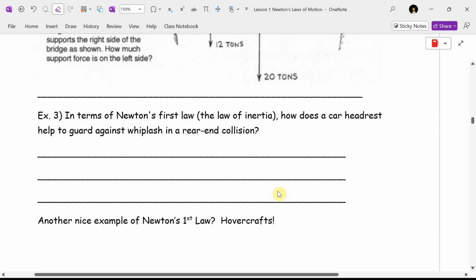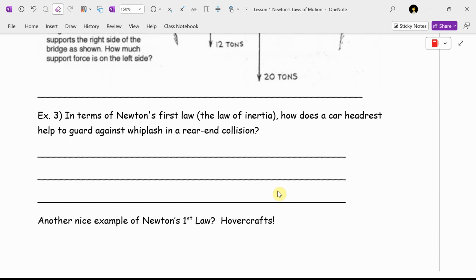How does it guard against? Well, I'm going to be fussy. Your head doesn't go all the way back. Your head remains at rest. What gets pushed forwards? Your body gets pushed forwards. I got to be fussy. You said your head goes back. No, it doesn't go anywhere. It stays where it was.